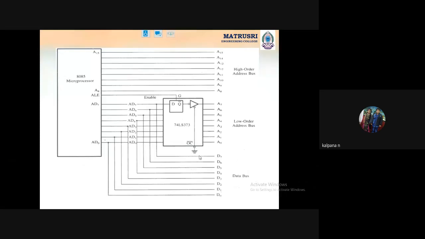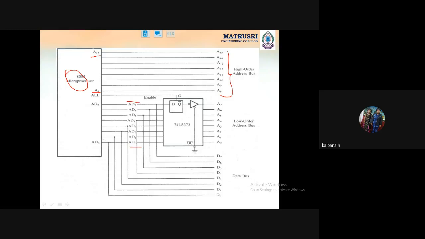With this diagram, we are separating the AD lines. See, this is our 8085 microprocessor. From this 8085 microprocessor, pins A8 to A15 we connect directly to the memory, whatever the device may be. If we need to interface a device with the 8085, A8 to A15 must be connected directly. Okay, next.